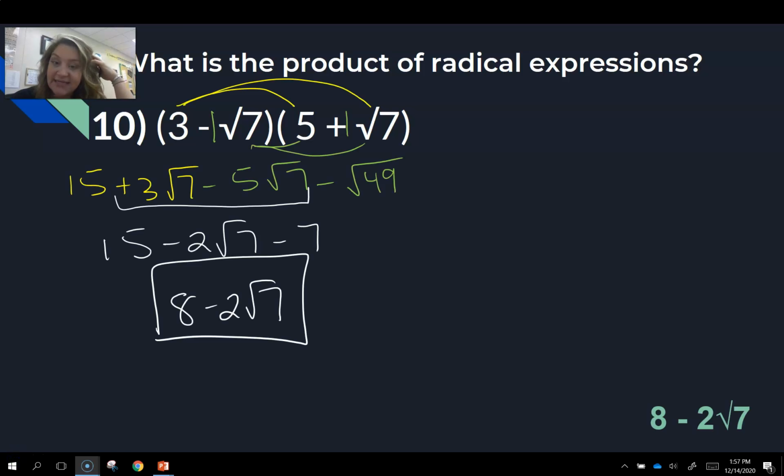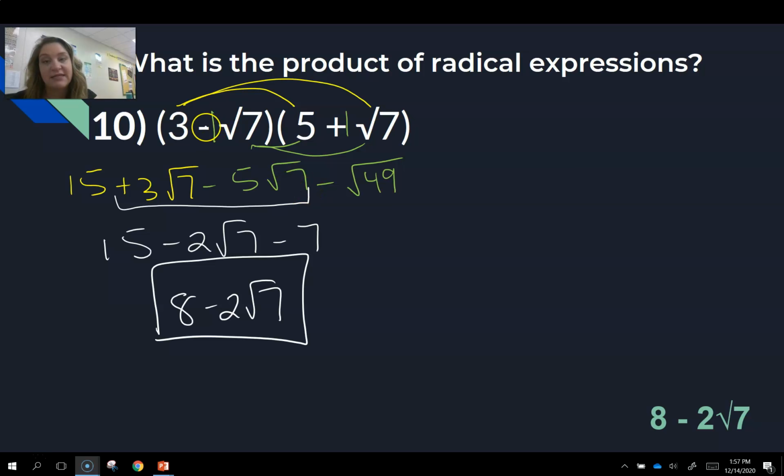You should have gotten 8 minus 2 square root 7. What I did in this problem, because there was no real number on the outside of the square root of 7s, I put the 1 there. And that helped me realize that when I multiply negative square root of 7 with 5, technically my numbers on the outside are negative 1 and positive 5, which gave me negative 5. And the only piece with the radical was square root 7, so it stayed.